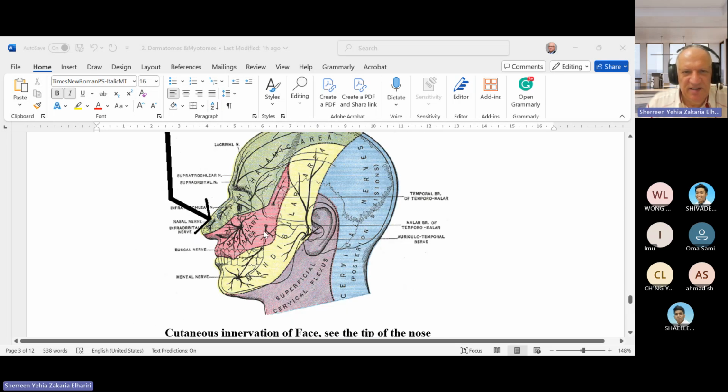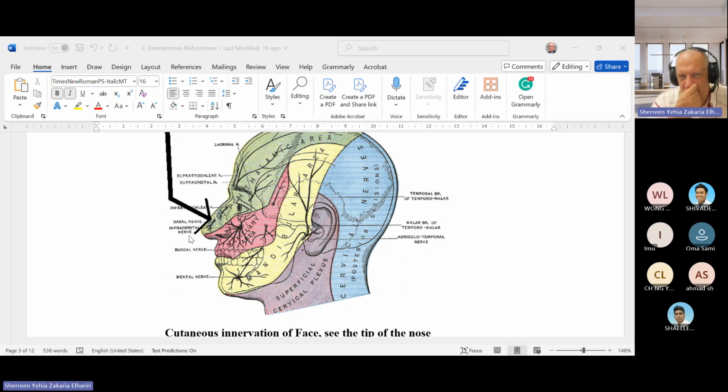One of the funny questions in this innervation asks about the tip of the nose. Of course, the tip of the nose is supplied by this tiny branch, the nasal branch of the infraorbital nerve. Just remember the orbit here, so it is the infraorbital nerve. It is very rare to remember, so this is why I put this picture.